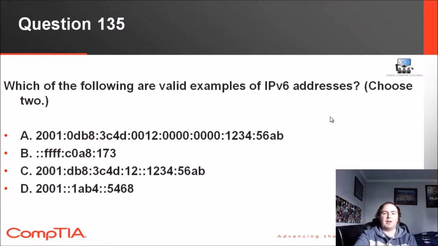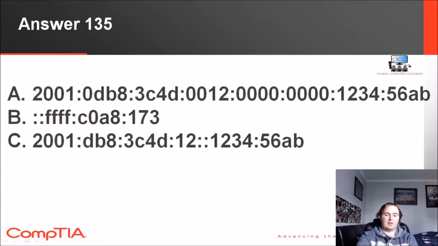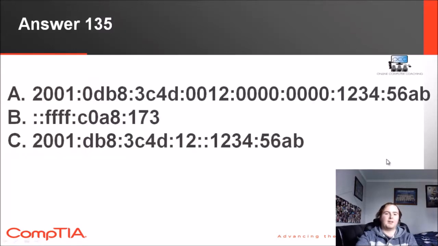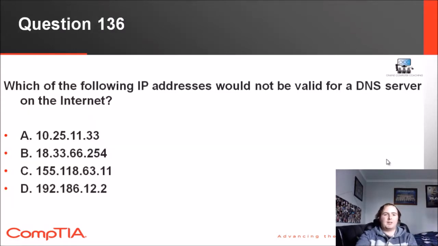135. Which of the following are valid examples of IPv6 addresses? Choose 2. The answers are technically A, B, and C. The reason D is not correct is because it's got a double lot of colons. You can't actually do that, so therefore it is not valid. And C is a shorthand of A. So technically A and B.